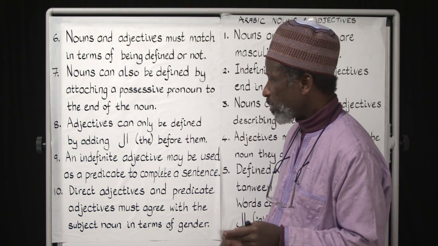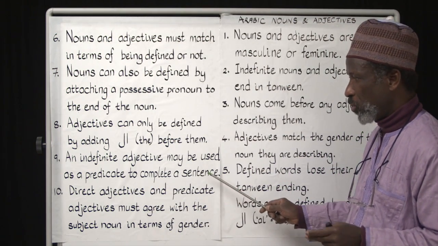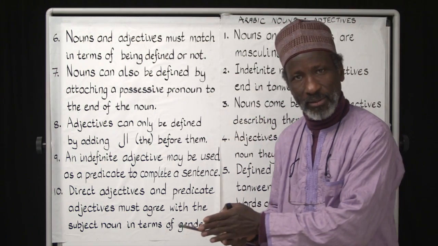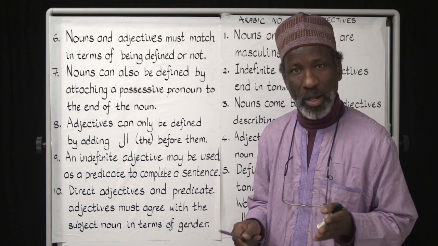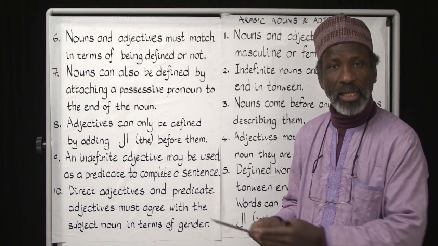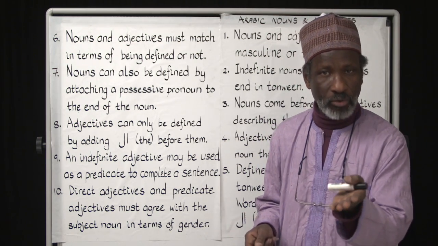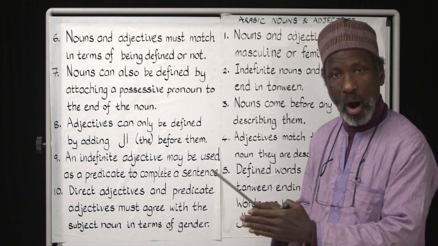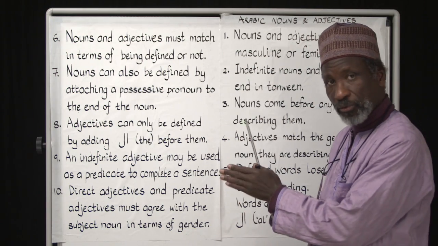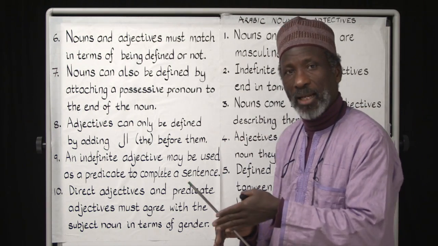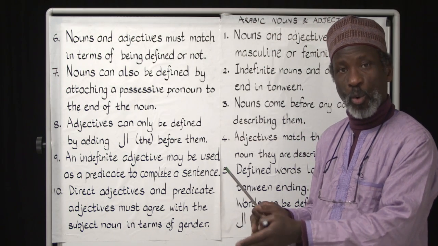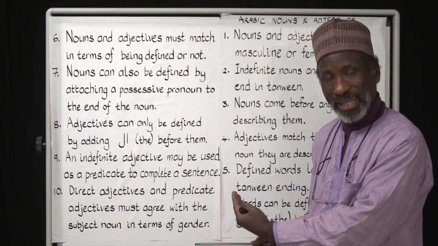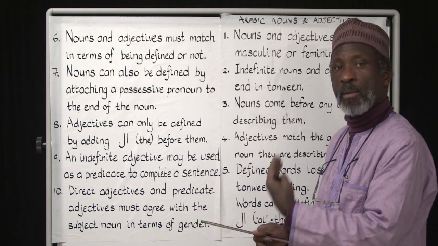Number nine, an indefinite adjective may be used as a predicate. What's a predicate? It means you are finishing your sentences. Like, for example, al-hasubu, the computer, that's the subject. What's the news? Jadidun, that's your predicate. So when you want to finish your sentence with is or are, which is not available in Arabic, then you need to drop the al to imply the is or are. And that will give you the conclusion to your sentence. That's your predicate: subject and then predicate.